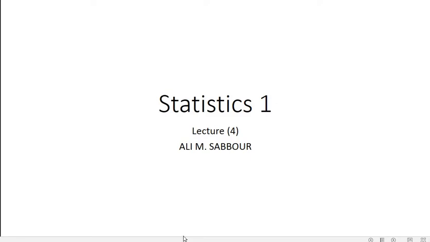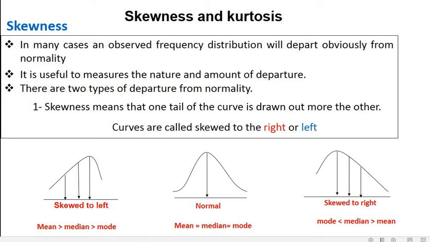And today we shall continue our studies in Statistics 1, Lecture 4. At the last lecture, it was about the central measurements of data, and the last point in this lecture was about skewness and kurtosis. Skewness in Arabic means التواء, and kurtosis means تفرطح.